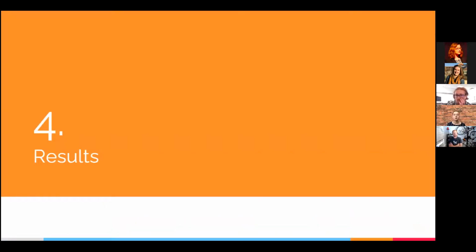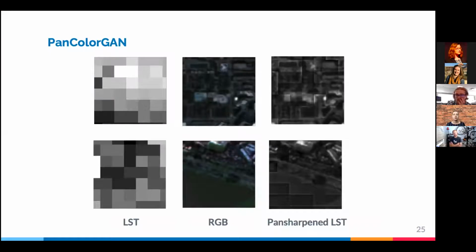Okay, so next I'm going to talk about what the results of pan sharpening looked like from both frameworks. First, the pan-sharpened images that were synthesized by the pre-trained pan-color GAN network appeared to maintain many of the high-resolution spatial features from the ground truth RGB images. However, the resulting pan-sharpened images also contained edge artifacts along the borders of the LST pixels, which are not representative of the spatial features of the ground truth RGB image.